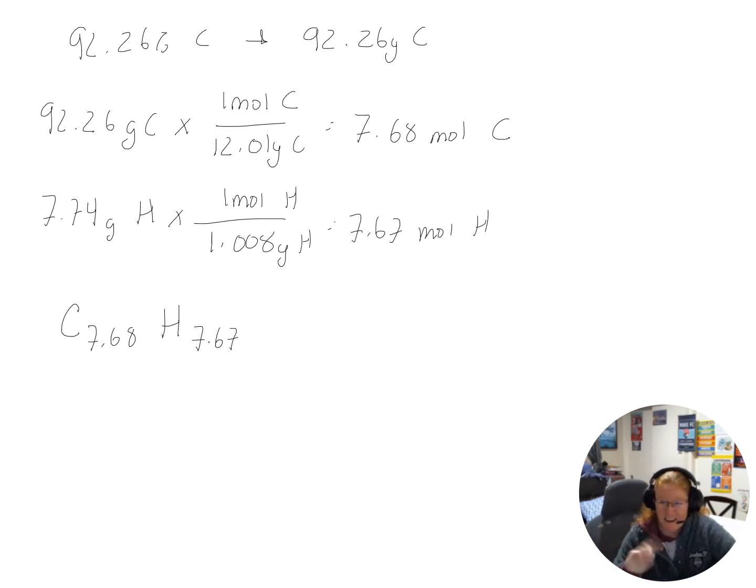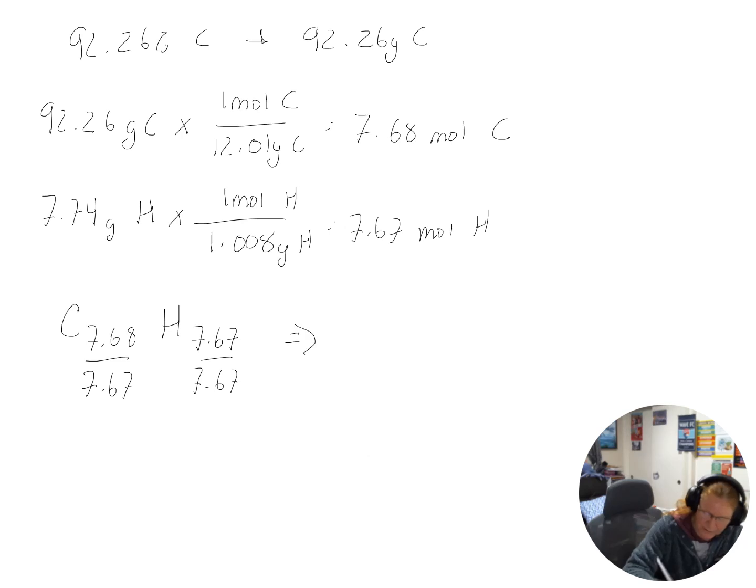So here's where we do the division. Now, if after this step is where we still have one of those decimals, then we have to multiply the whole empirical formula. This is an easy one though, because 7.68, 7.67, they're basically the same number. This one's easy. All right, so divided by 7.67, divided by 7.67. Oh, look, our empirical formula is CH. Okay?